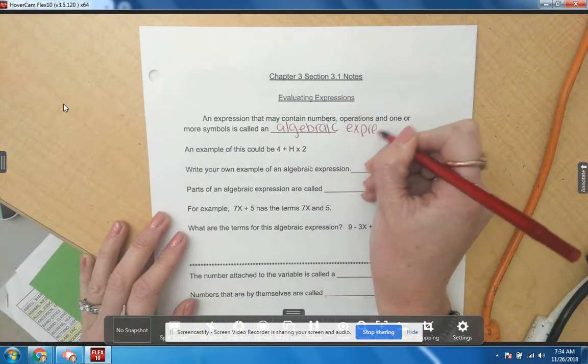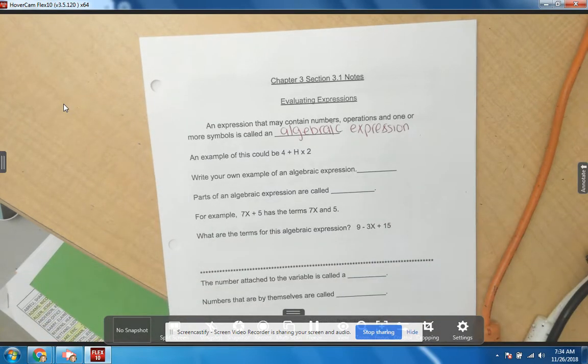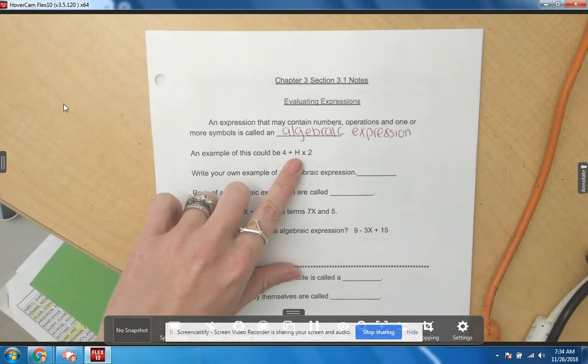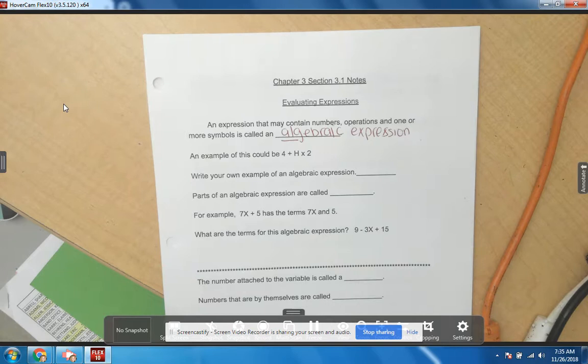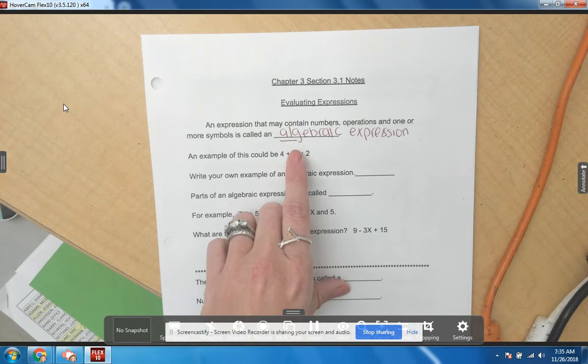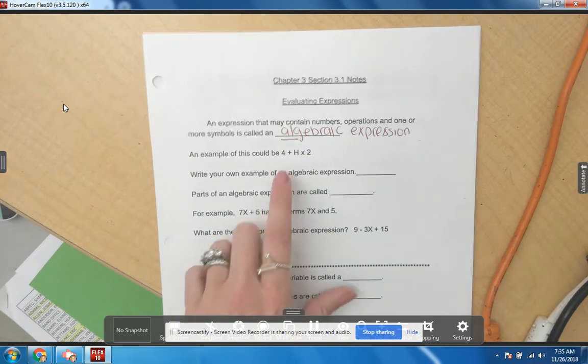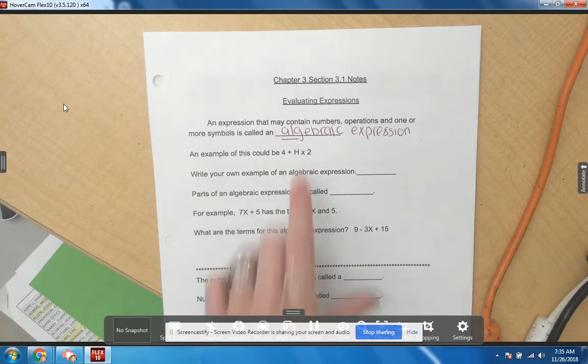Algebraic expression. So basically what that means is it's a math problem that has variables in it. And a variable is just a letter that stands for a number. How I remember this is AL: algebraic and alphabet both start with A and L. So the algebraic ones have to have at least one letter in them. So that's how I remember that. Algebraic, AL, alphabet, AL. They both start with, or at least have one letter in the problem.